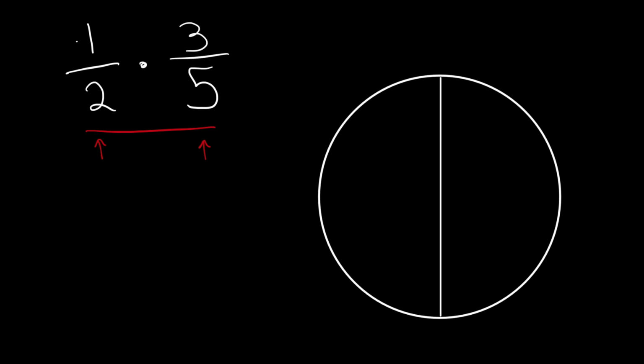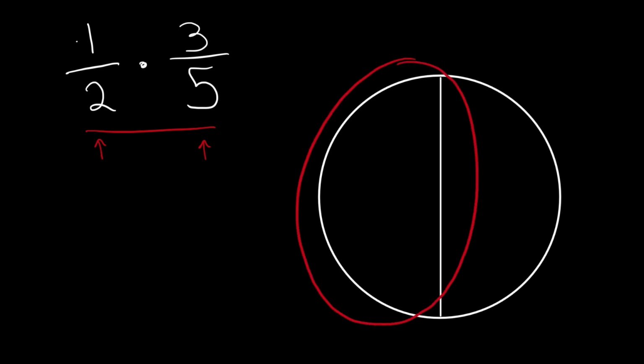So let's say we have a pie or a pizza or any other round thing you can eat. And it's cut into 2 pieces. But you don't want a half piece. That's too big for you. You want 3/5 of that half piece over here. So what do you do? You divide this entire thing by 5 into 5 pieces.